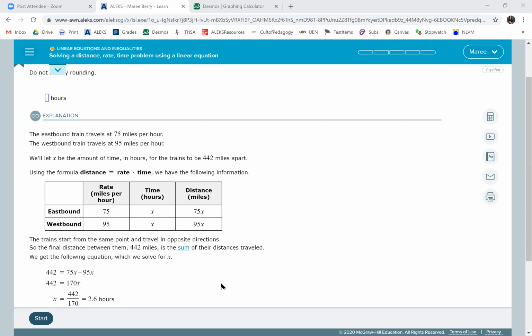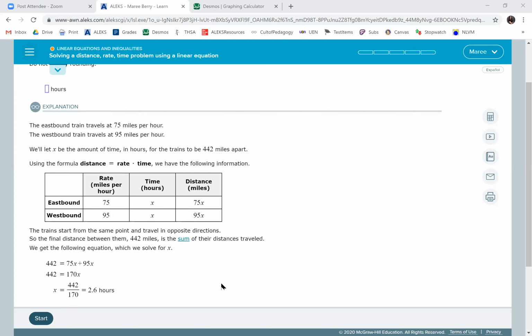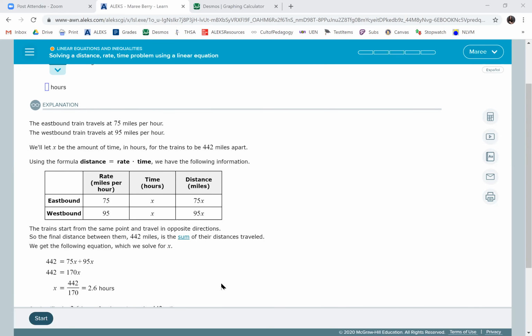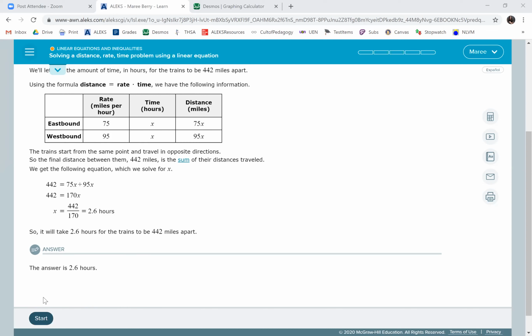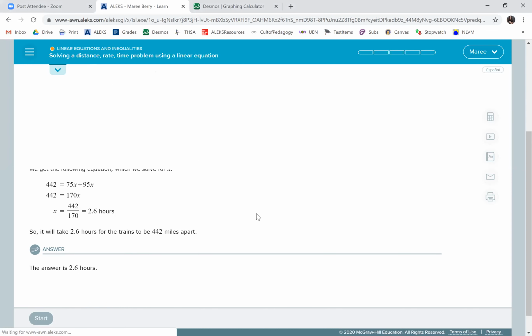We want to know when they're going to be 442 miles apart, which means that when you add their distances together, because they're going in the opposite direction, that's how far apart they will be. So we want 442 to be how far apart they are. So we go ahead and add the like terms and divide. So it's going to take them 2.6 hours. So doing a table like this really helps.